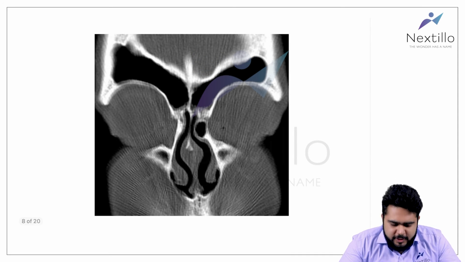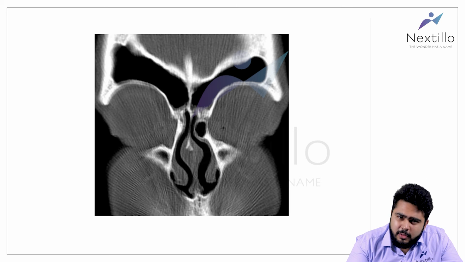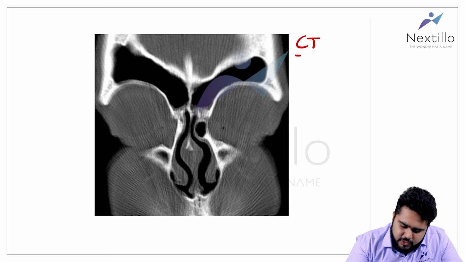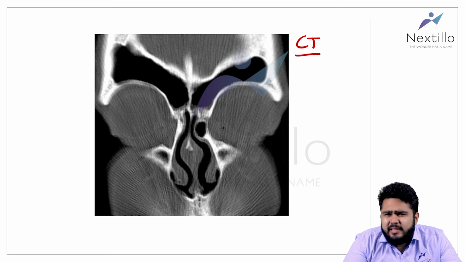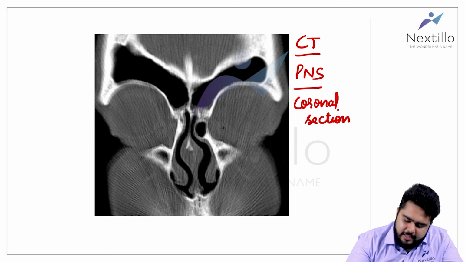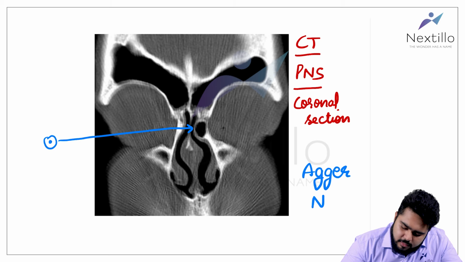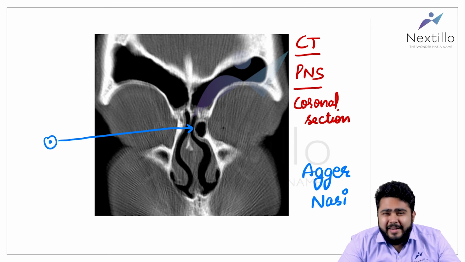Now this picture, first of all, what is it? An X-ray? No, this is a cut of a CT scan. Which CT scan? CT scan of paranasal sinuses. Which section? A coronal section. Now, what is this coronal section showing? Actually, what is this cell? It will be very direct. Name this cell. This cell is agar nasal. Now, how to identify this?